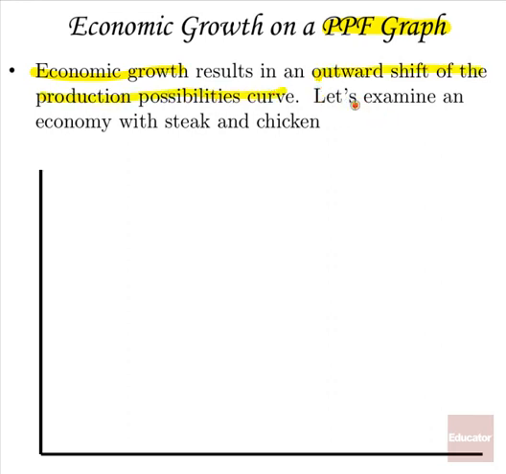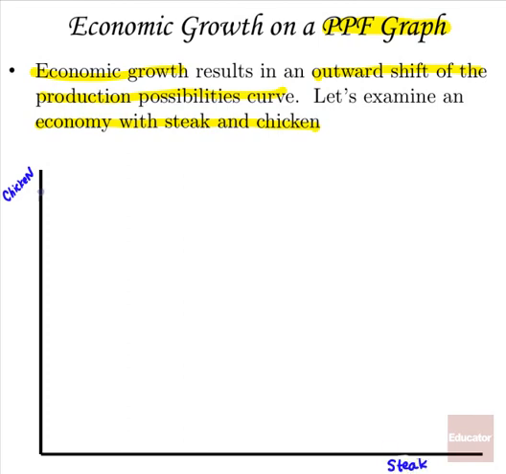So let's examine an economy with steak and chicken. Okay, so very, very simple economy and a production possibilities graph here. Let's use a concave production possibilities graph, so you have increasing opportunity costs. Okay, so let's put chicken here on the y-axis. Again, on a production possibilities graph, it can be any two items, and it's used to highlight the trade-offs that countries face when they make production decisions. And let's go ahead and put steak here, steak on the x-axis.